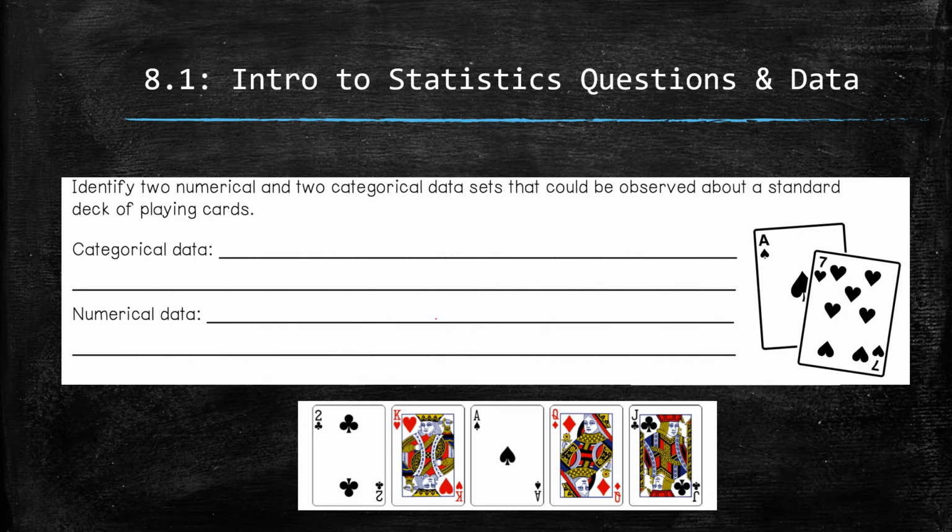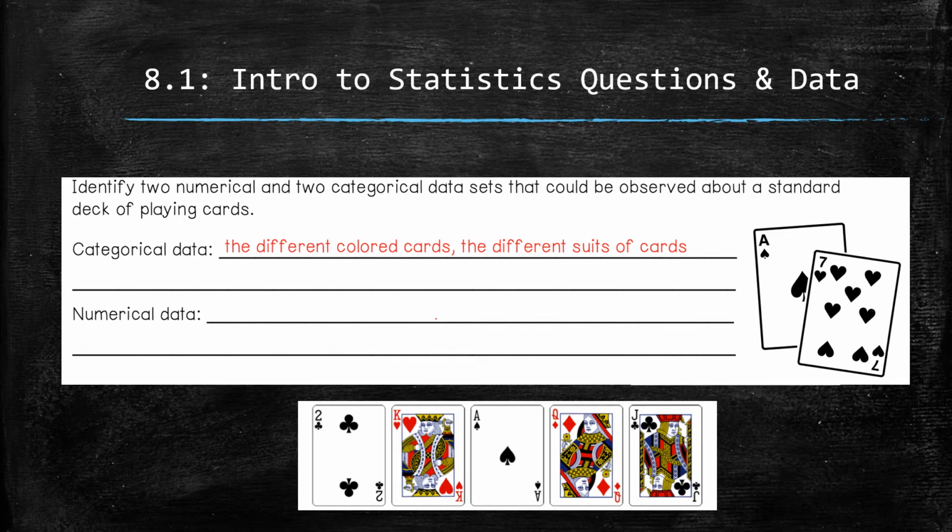We're going to identify two numerical and two categorical data sets that can be observed about a standard deck of playing cards. I want you to try this on your own and pause the tape and then come back when you are ready. So let's look at a standard deck of cards. One categorical statement I can come up with is there are two different colors, red and black. And the other is that there are different suits: spades, hearts, clubs, diamonds.